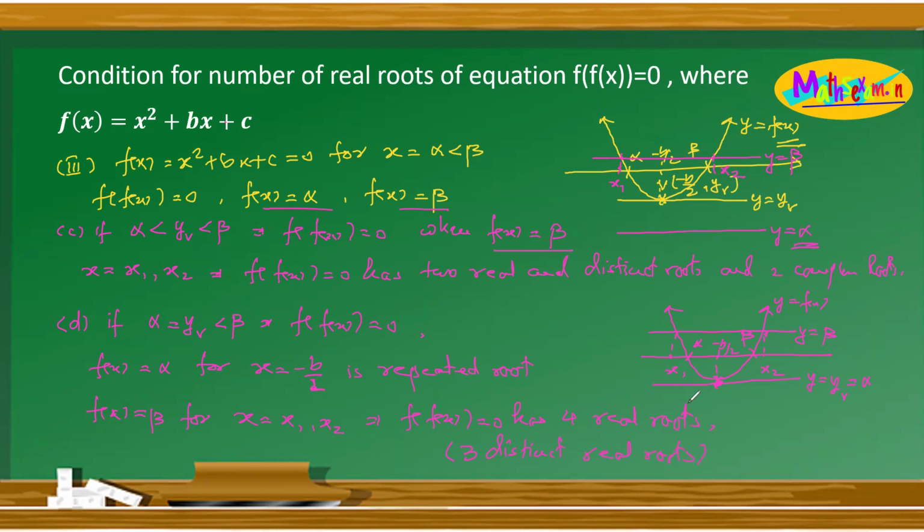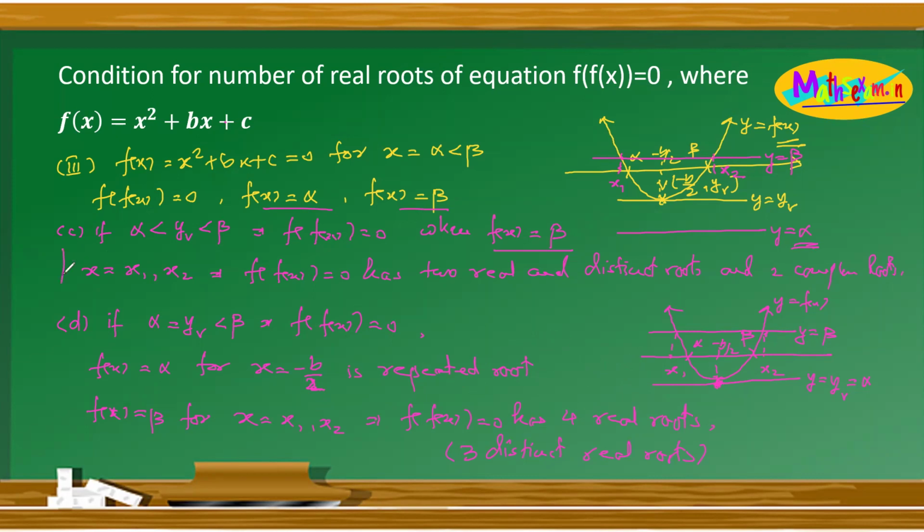So the condition for 3 distinct real roots is that one of the roots should exist corresponding to the vertex of the parabola. That is, fx should be equal to minus b by 2a, corresponding to the vertex of the parabola, and the other is fx equal to beta, where beta is greater than alpha. That is what you'll have. So that will be the condition for 3 distinct roots. Now let us see what will be the condition for 4 distinct roots.